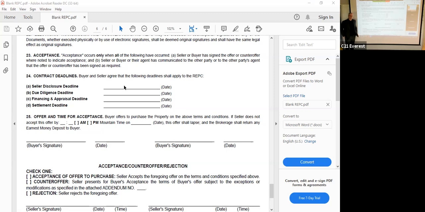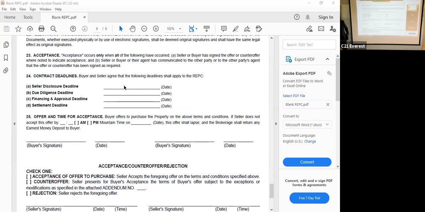Due diligence, 14 days, so 2 weeks, is pretty normal. Finance and appraisal deadline, I'd say about 21 to 24 days is pretty standard. And then settlement, 30 days. Now, unless you're getting a USDA or some other loan that typically takes a little more time, you may need to ask for a little bit more time. Or if your lender is having problems with appraisals being done.